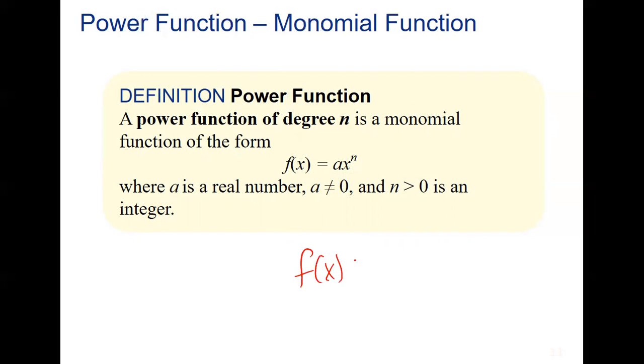So for example, if I had f of x equals 2x squared, we would call this a power function. Does that make sense? Because it's a monomial and n is greater than 0. Yeah. If I had 5x to the 100, this would still be a power function because it's a monomial and n is greater than 0.